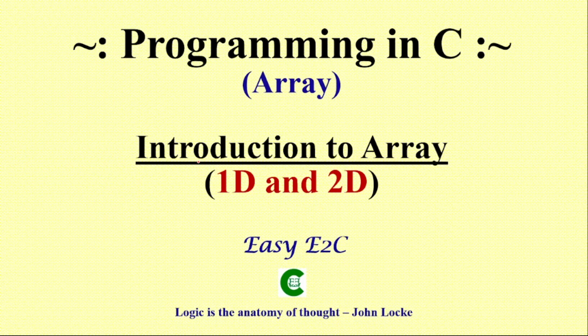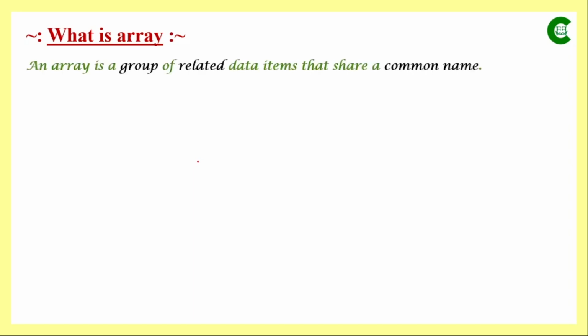In today's class and in the next few classes, we will learn different aspects of array. Then the first question that comes to our mind is, what is an array? An array is a group of related data items that share a common name. So the information that we are getting from this single line is that an array is a group of data, all these data items are related to each other, and all these data items share a common name.